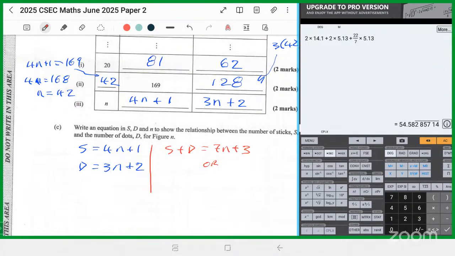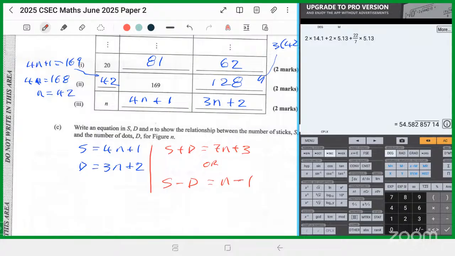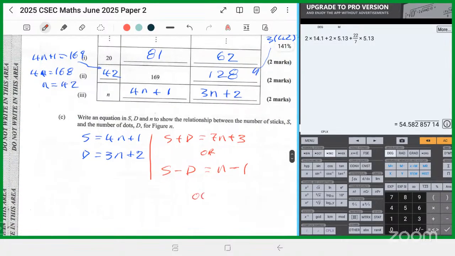Or you can subtract them and do S minus D. So it's this one minus this one. So it's 4N minus 3N is N, and 1 minus 2 is -1. You could give them those two. You could divide them, you could multiply them. You could also substitute for the N. But this one wants a relationship with 3 terms in it. So I'll give them one of those two. Right? You could also divide them.